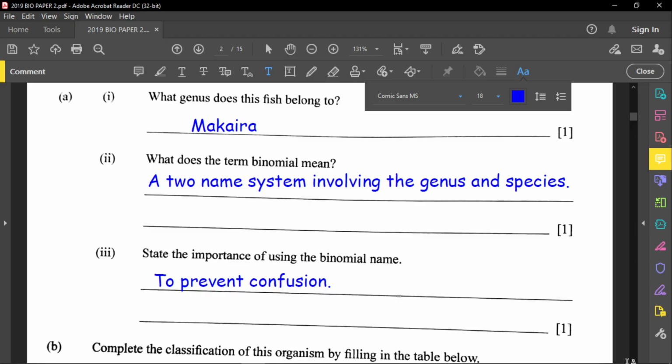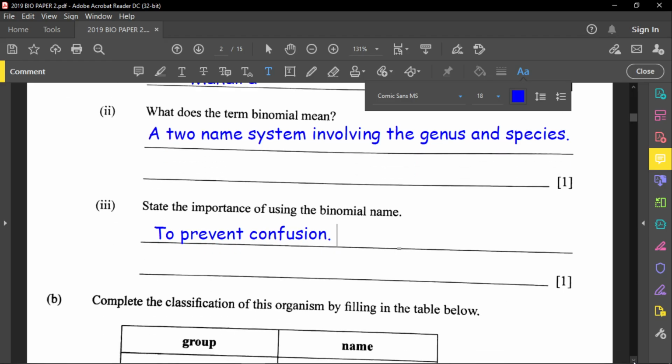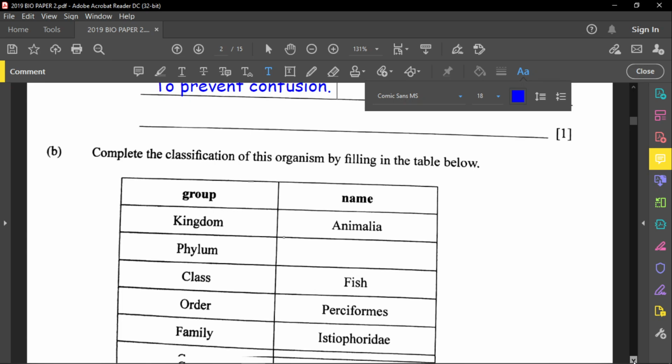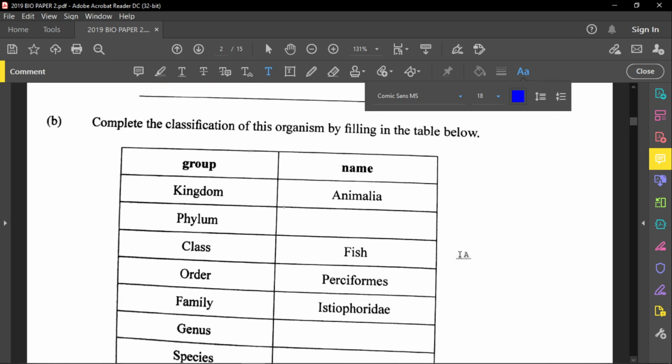All right, so let's go to the next part of the question here. This part is to complete the classification of this organism by filling in the table below. And so here we have the kingdom, which is the largest group that this organism belongs to, which is Animalia, so it's an animal. Now it asks us for the phylum, and since the fish here has a backbone, it belongs to the phylum Chordata.